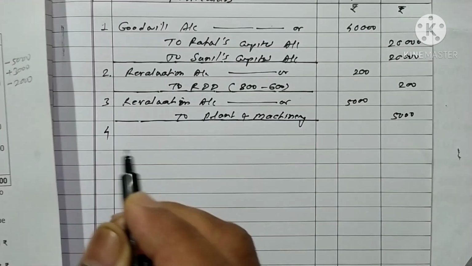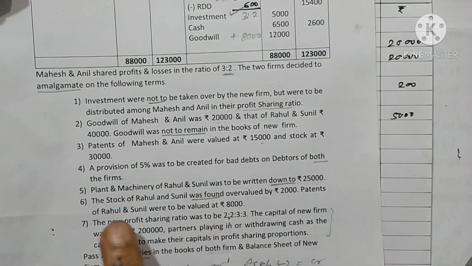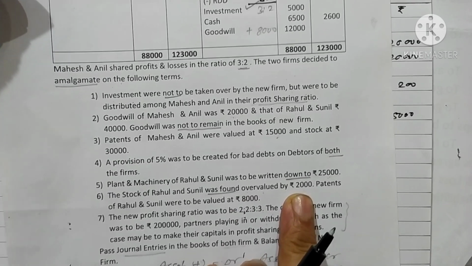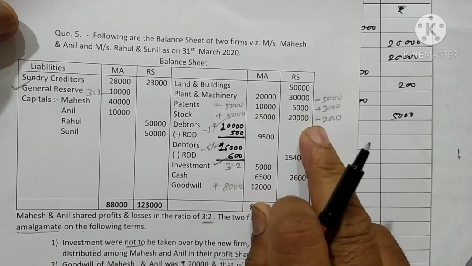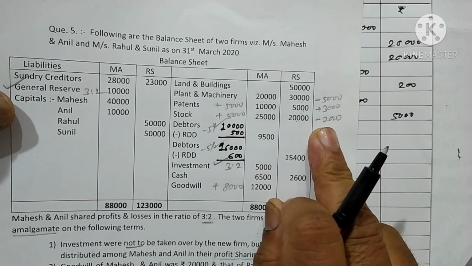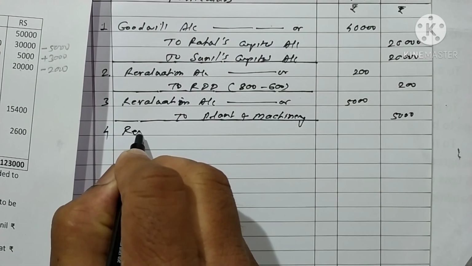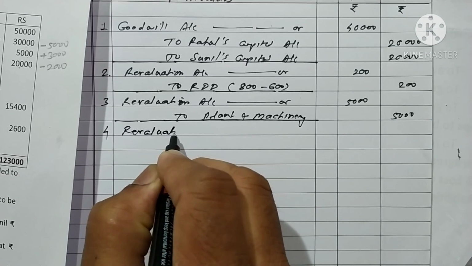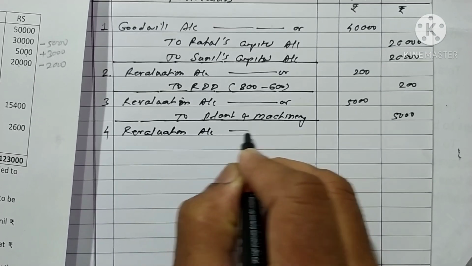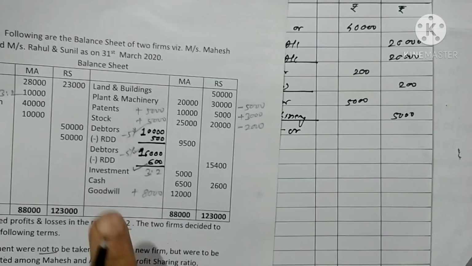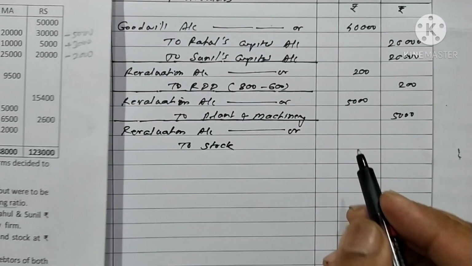Now, fourth transaction. The stock of Rahul and Sunil was found overvalued by rupees 2,000. Here, we have to deduct, subtract, decrease. It is to be credited. Same entry: revaluation account debit to stock account, rupees 2,000.